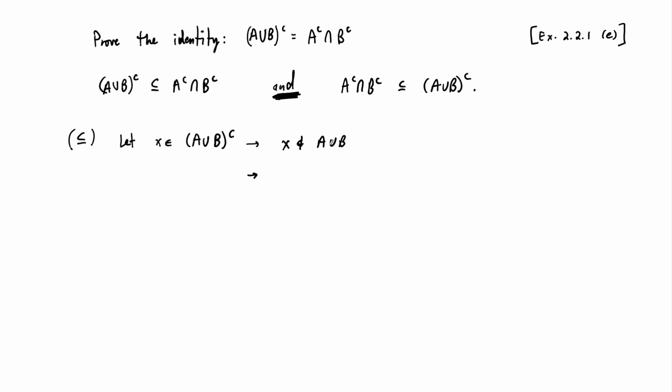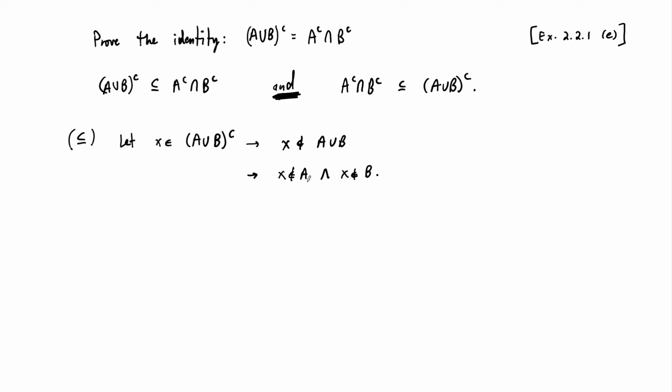But when we negate that, we actually end up with the AND logic symbol, all right? And so this is one of our logical equivalences. So this means that x is not in A and x is not in B, right? Because if it were in either one of them, then it would be in the union, right? So there we go, we've got that.